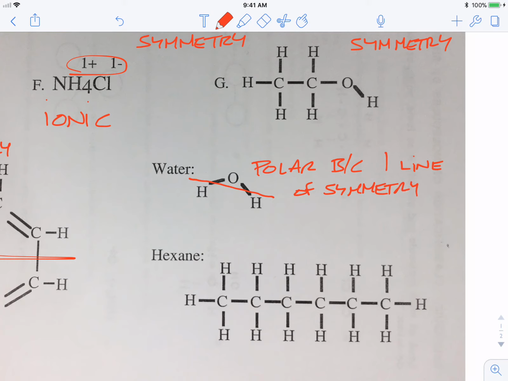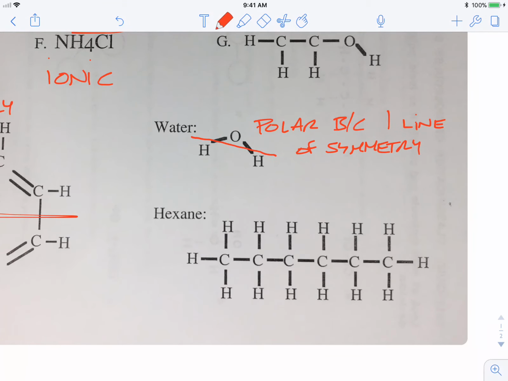If you want to pause the video and try hexane, you can, and see what you come up with for hexane. All right. If you draw your lines of symmetry, the left side looks like the right side, and the top looks like the bottom. So therefore, hexane is considered nonpolar. I guess we already knew these classifications, but maybe just trying to figure out the symmetry on your own is a good exercise. We're going to say nonpolar because of 2 lines of symmetry.